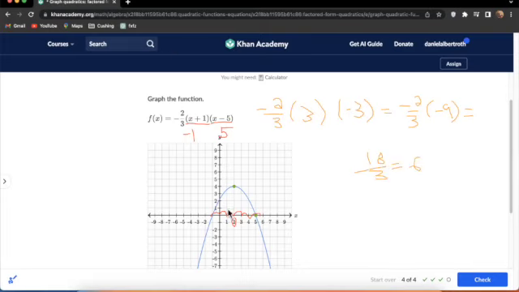So the input is 2, the output is 6. The x-intercepts are 5 and -1, so it looks like we've got it all here. Looks very nice. And we got it. All right, so have fun with this, and hopefully this helps you out.